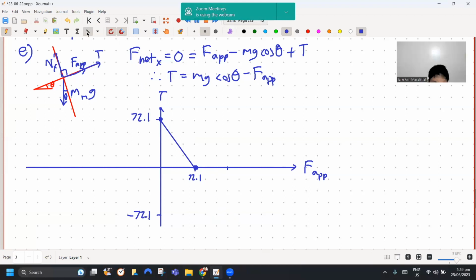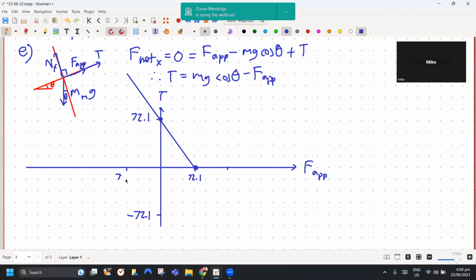Okay. Ngayon, paano kung ang F applied ay less than 0? Anong mangyayari sa tension? So, 72 more than. Dito siya. So, mag-extend yung line, di ba? Ano? So, paki-extend lang yung line. So, same slope, pero magne-negative. So, the tension must increase.